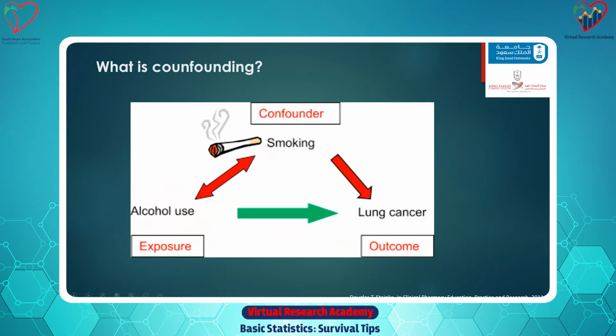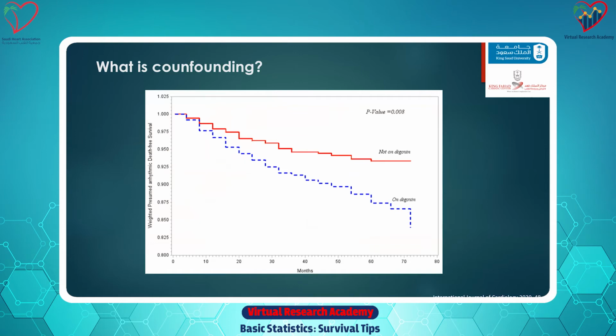I'll give you a real life example. Digoxin is a drug clinicians use in heart failure and atrial fibrillation. There's a lot in the literature about the association between digoxin and mortality. Digoxin can cause some arrhythmia, which can lead to death. So people are worried that it might lead to death. But at the same time, we tend to use digoxin in sicker patients. So this is an example.